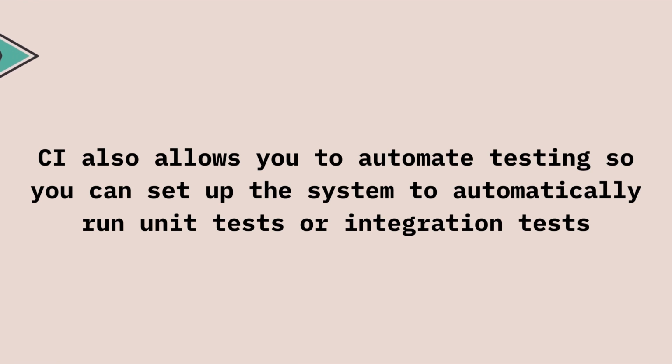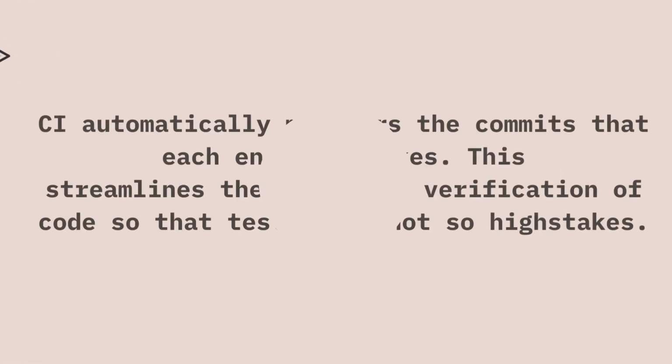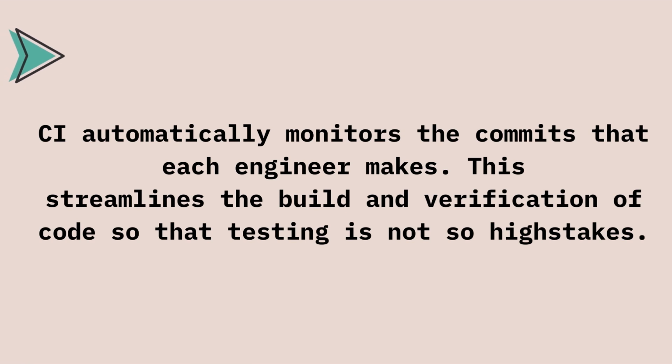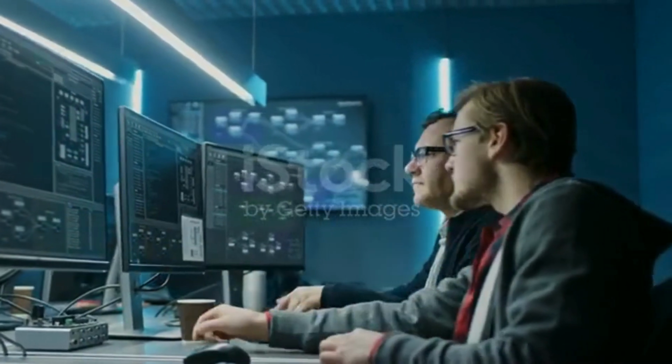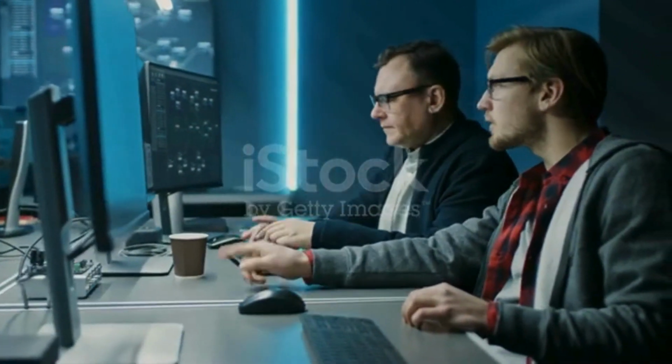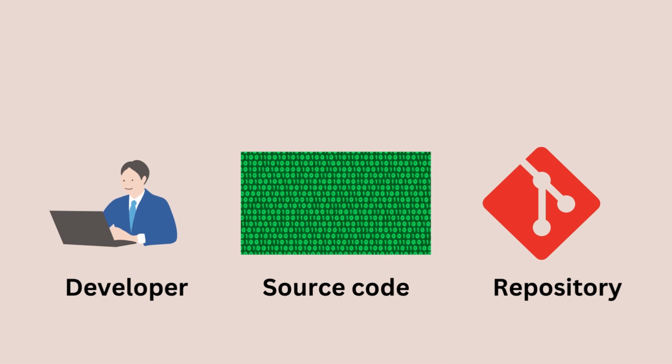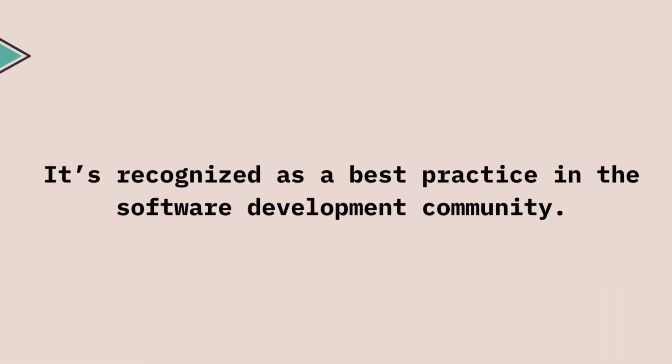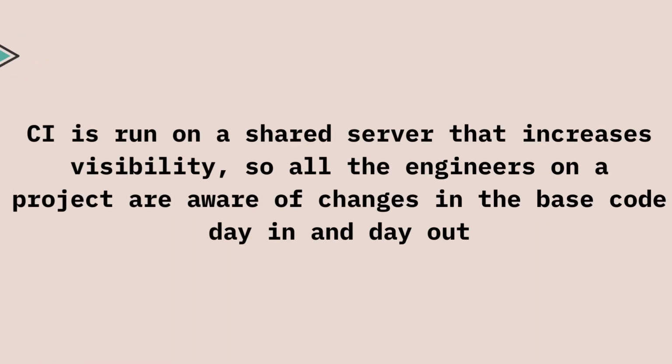CI, continuous integration, allows you to automate testing, so you can set up the system to automatically run unit tests or integration tests. CI automatically monitors the commits that each engineer makes. This streamlines the build and verification of code so that testing is not so high stakes. Here, the code commit refers to the process of submitting changes made to a code repository. That's why continuous integration is recognized as best practice in the software development community.